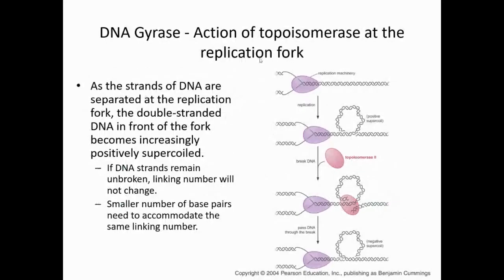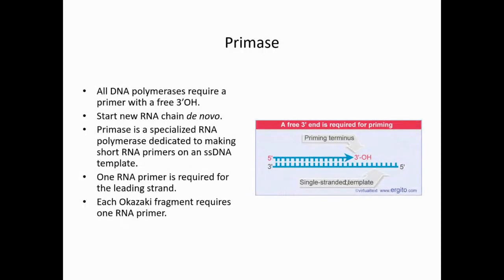And then the gyrase, the topoisomerase 2, converts the positive supercoil to negative supercoil. And then primase, you need a primase to form this RNA. This is the function of primase because it can provide a free 3' hydroxyl group to initiate the DNA synthesis. Each Okazaki fragment will require one primer because we have several Okazaki fragments, and that's why we need many RNA primers. And leading strand only one primer.